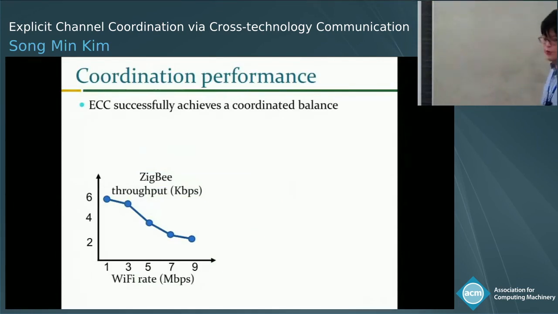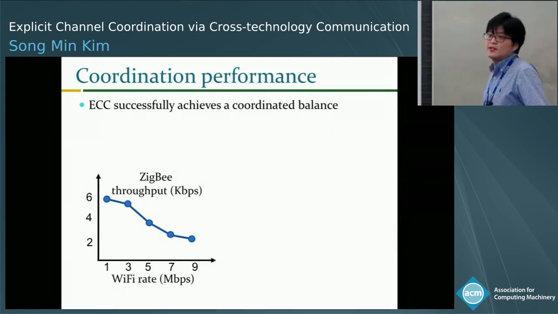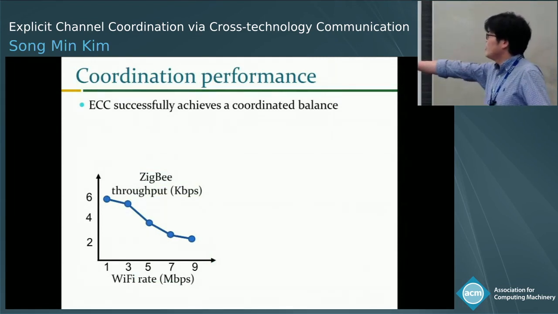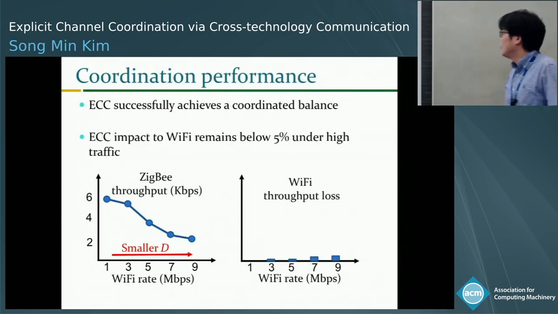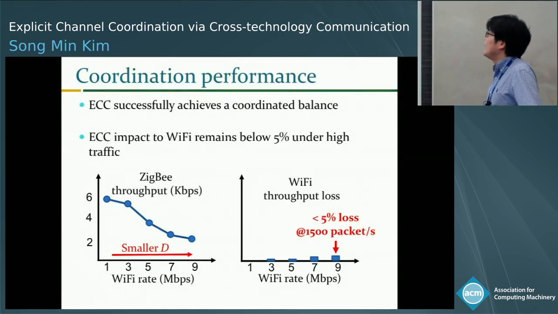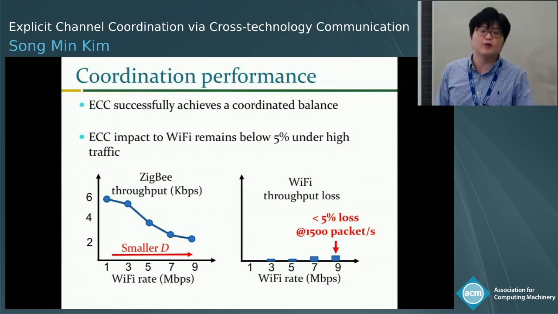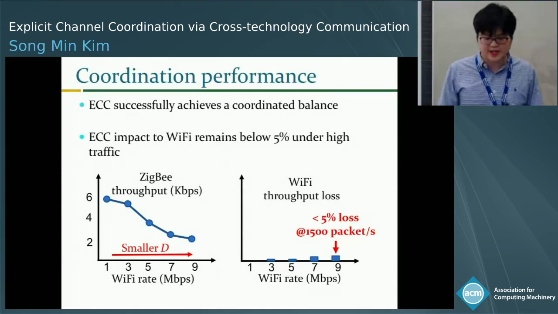Now let me move on to the coordination performance, where ECC successfully achieves coordinated balance. We can see that when we increase the Wi-Fi rate, we adjust D to be smaller, which causes ZigBee throughput to decrease. Also, we see that ECC impact on Wi-Fi remains below 5% under high Wi-Fi traffic, which is 1,500 packets per second.